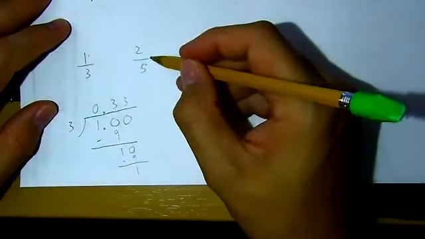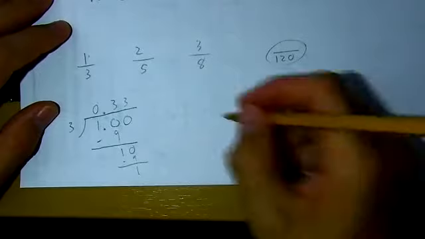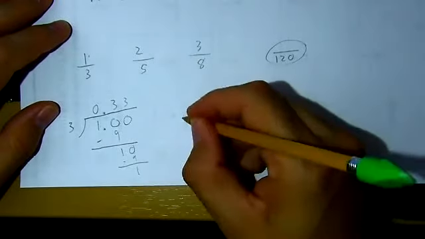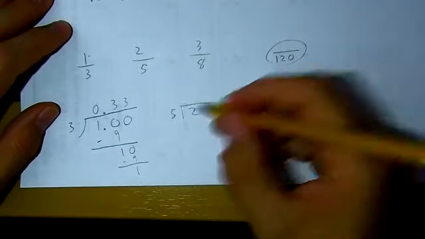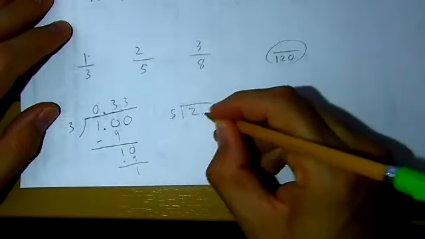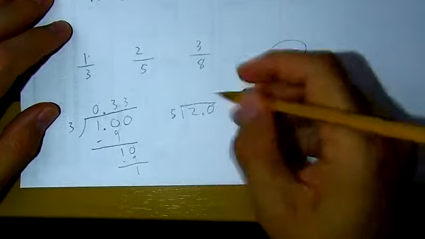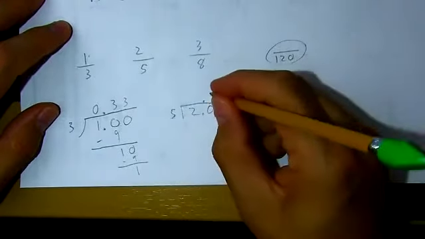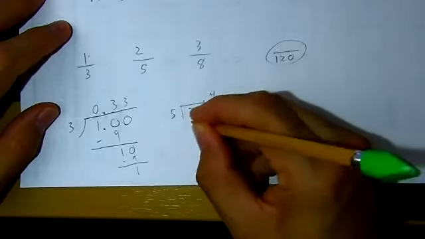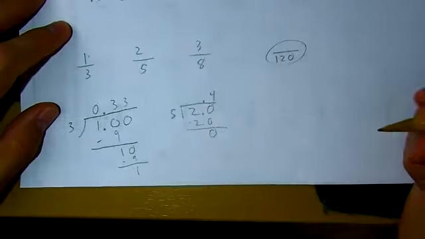So let's move on to the next number, 2/5. So 2 goes inside the bracket, 5 goes outside. 5 won't go into 2, so immediately you have to add a 0 and a decimal up here. 5 will go into 20 4 times, and that's even. So you're done.